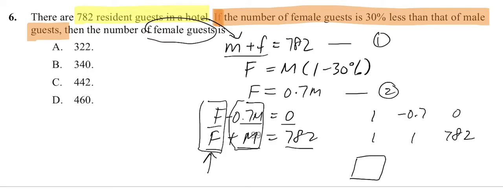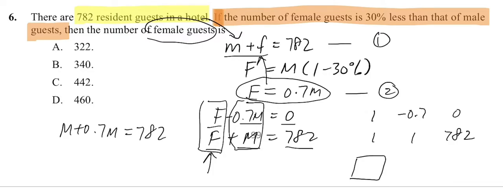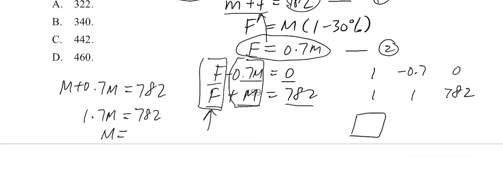So just use program 1, or if you don't want to use it, you can use this relationship. F is equal to 0.7m and replace it here, so it will become m plus 0.7m equals 782. That would be 1.7m. You'll be able to find male, and then after that you take away the males from 782 to find the number of female guests. So it's up to you how you want to do it.